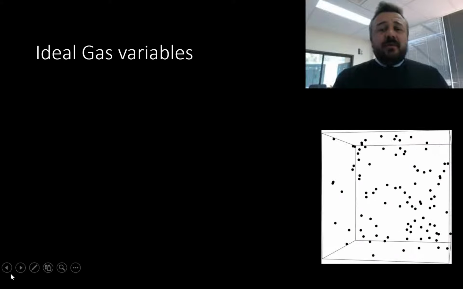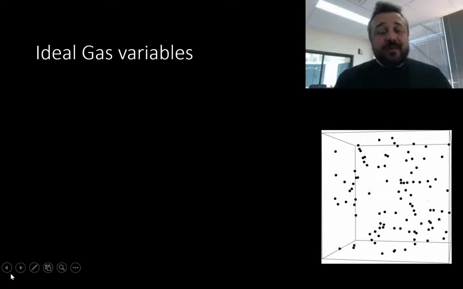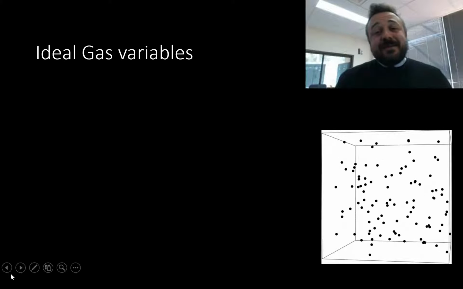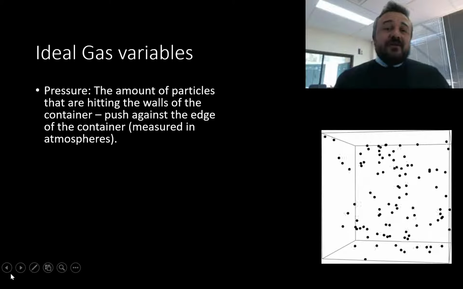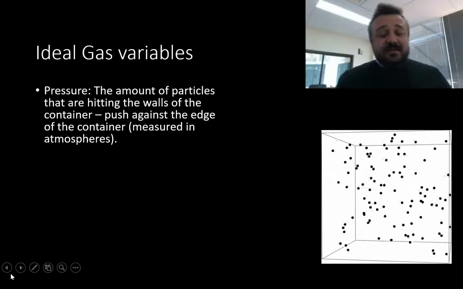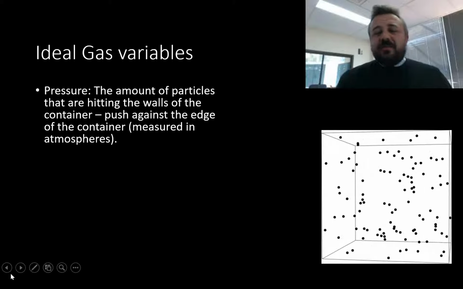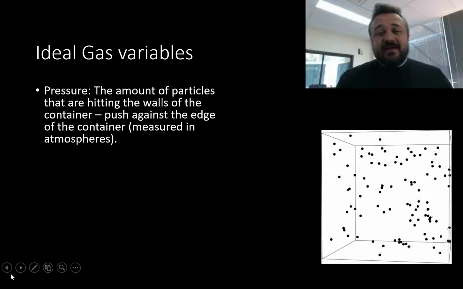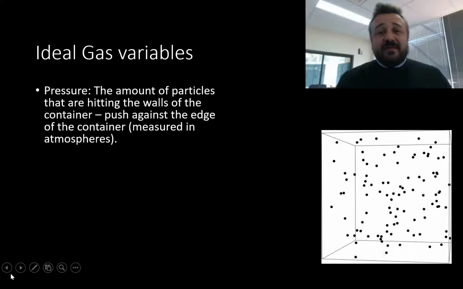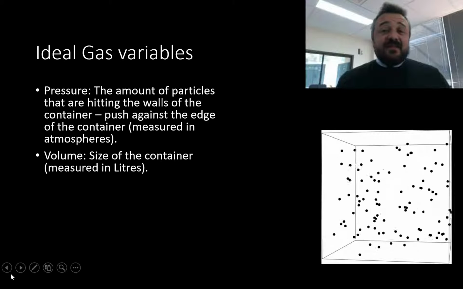Alright, so when we talk about an ideal gas, there are four variables that we're really interested in. First, we have the pressure, and this is the amount of particles that are hitting the walls of the container or the push against the edge. So how often, basically, they're hitting against the edge of the container, and we measure this in atmospheres. We want to talk about the volume, which is the size of the container. We measure this in liters.